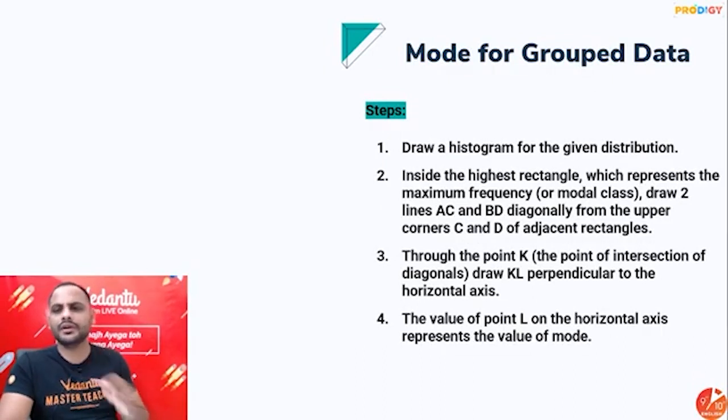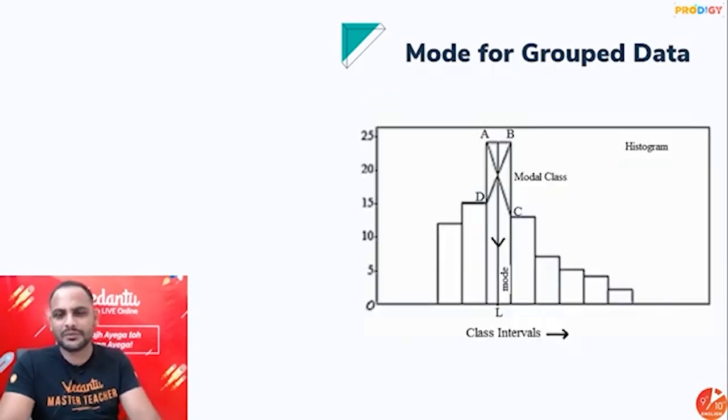Histogram, all of you know how it is prepared, right? Then let me tell you how it is done. You will be able to understand. This is how you'll get the histogram. Your modal class will be the one with the highest frequency.